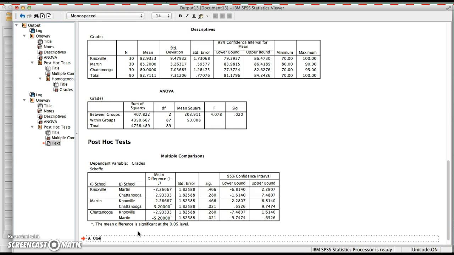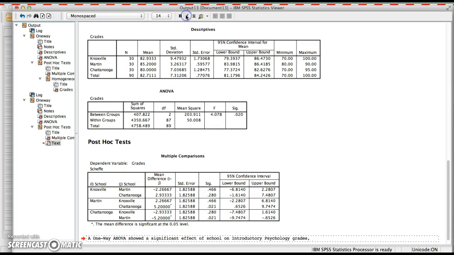A one-way ANOVA showed a significant effect of what? Of school, and that's our overall variable category. All right, so that's your variable name. So an effect of school on what you measured on, introductory psychology grades. Okay, and then report your test statistics.